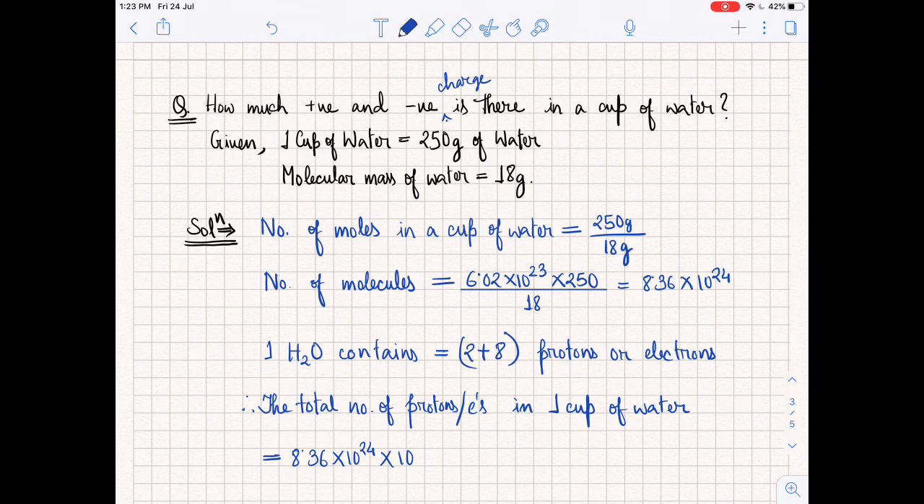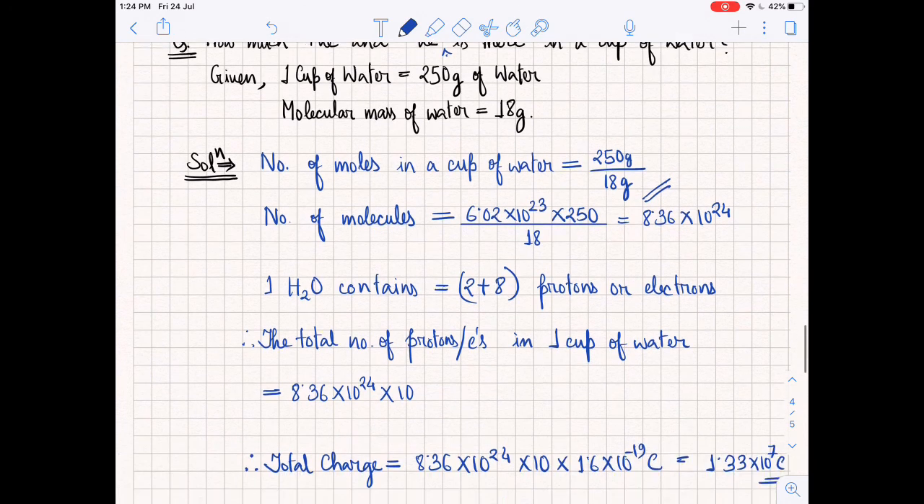Now let's consider an example from the NCERT book. The question is, how much positive or negative charge is there in a cup of water, given that 1 cup of water is 250 gram of water and the molecular mass of water is 18 gram. If we divide the total mass by the molecular mass, we get the number of moles present in a cup of water. So the number of moles in a cup of water will be equal to 250 by 18.